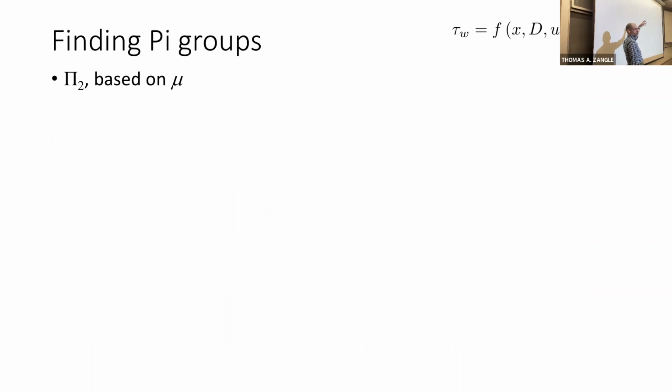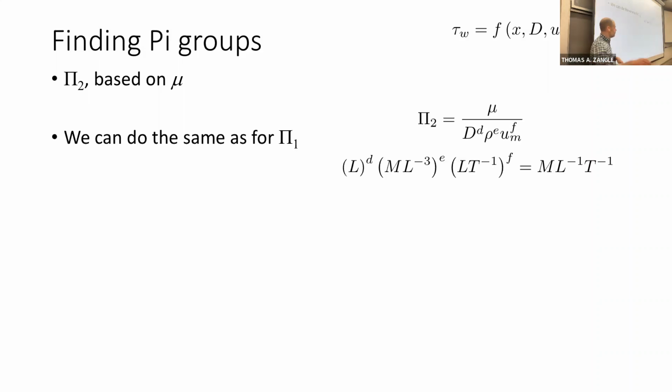again in terms of powers of our primary quantities. We will write out the dimensions of everything, set up a system of equations, and then solve that system of equations for those powers. Okay, so same procedure. So we're going to say pi 2 is going to be mu over d to the d, rho to the e, u to the f.